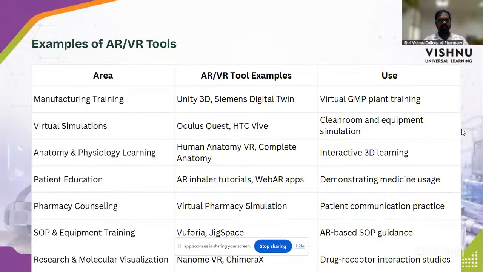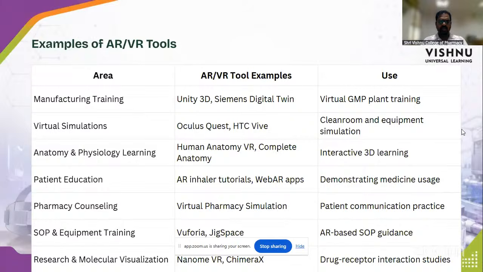Here are examples where we can use different tools, which are open access tools. We can use them to train the students and ourselves. For example, in the manufacturing training process, we have Siemens Digital Twin Lab, so we can train students on virtual GMP plant training. For anatomy and physiology training, we have various VR models on human anatomy. VR is one thing and Complete Anatomy is another. So we can use them as interactive 3D learning models.